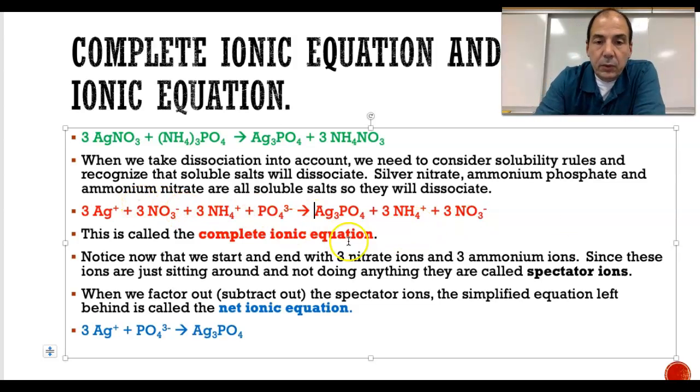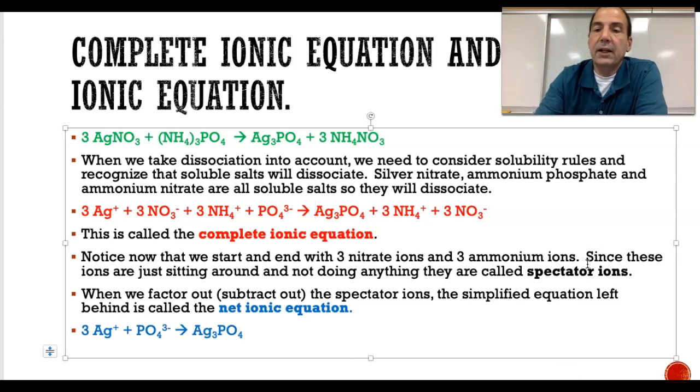So when we look at this equation, think of it as an algebraic statement. We have 3x over here, 3x over here. We have 3y over here. We have 3y over here. We're starting and ending with 3 nitrate ions and 3 ammonium ions. So what does that say about nitrate and ammonium? They're not doing anything. Well, if they're not doing anything, why do we need to even consider them as part of the reaction? They're really not. They're just sitting there watching, and we call those spectator ions because of that.